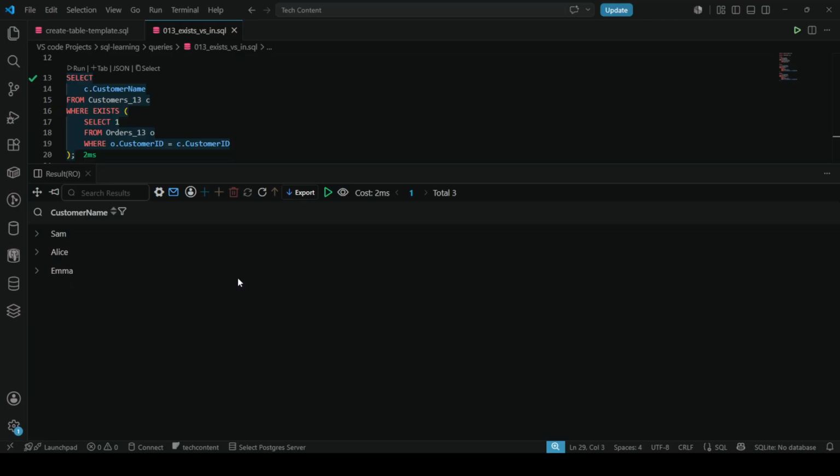Now let me introduce you to the problem for today. Let's reverse the question. Instead of finding customers who have orders, what if our manager asks us to find the customers who have never placed an order? Let me rewind the question again: find the customers who have never placed an order. So think about it, what kind of query can we write?